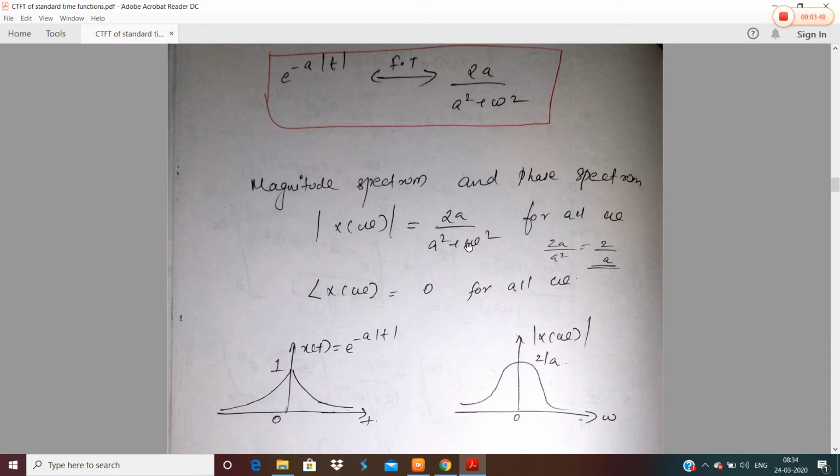And for omega is equal to 0, if you are plotting, we will get 2a by a square, which is equal to 2 by a, which is plotted over here. And for all the other sections, it is decreasing.